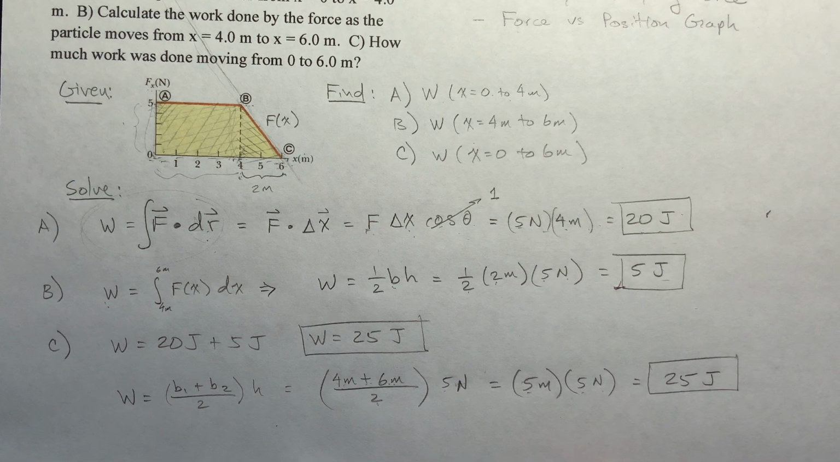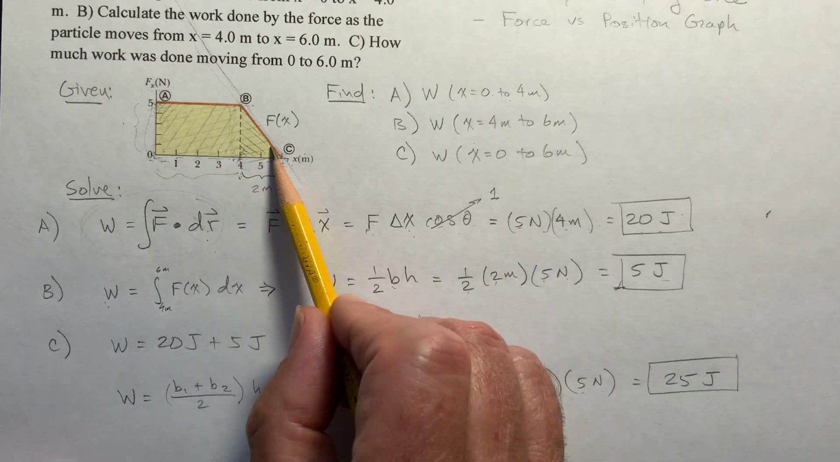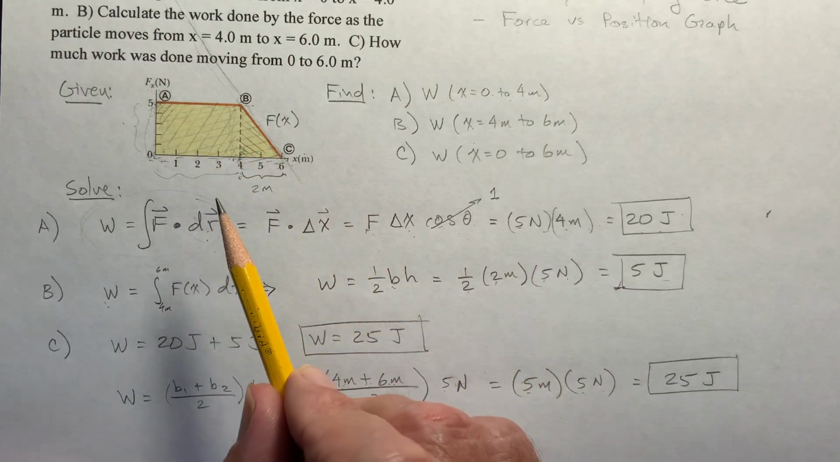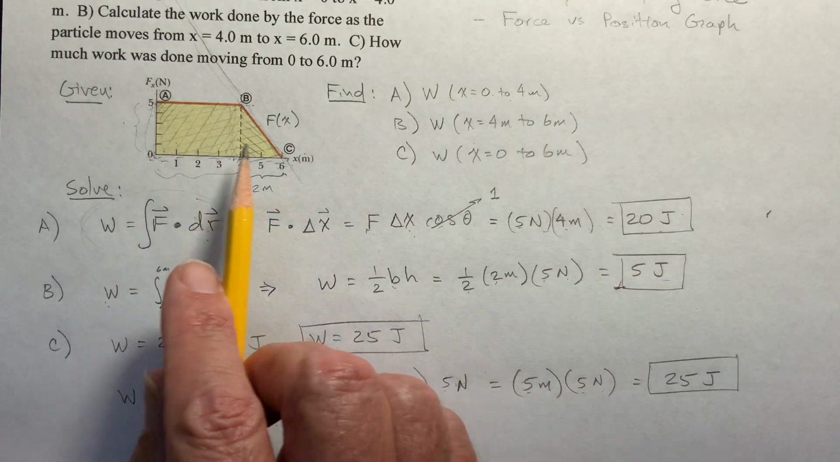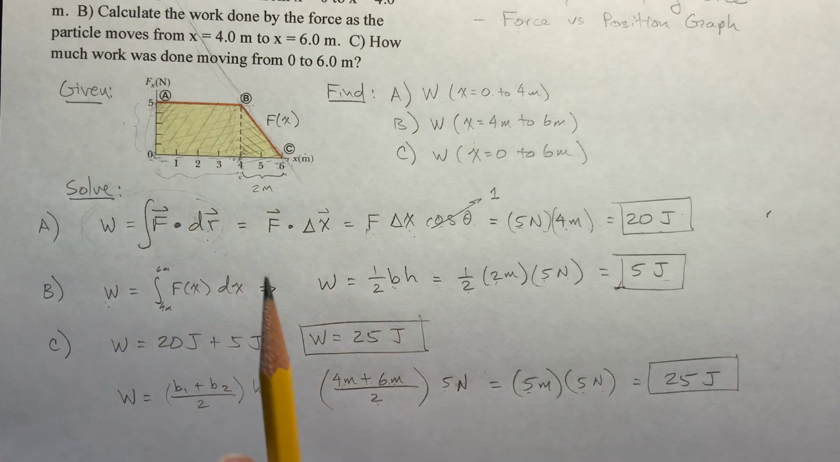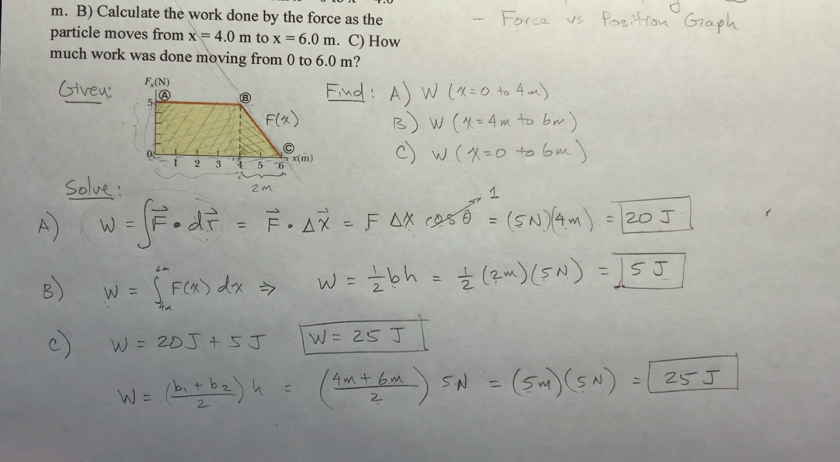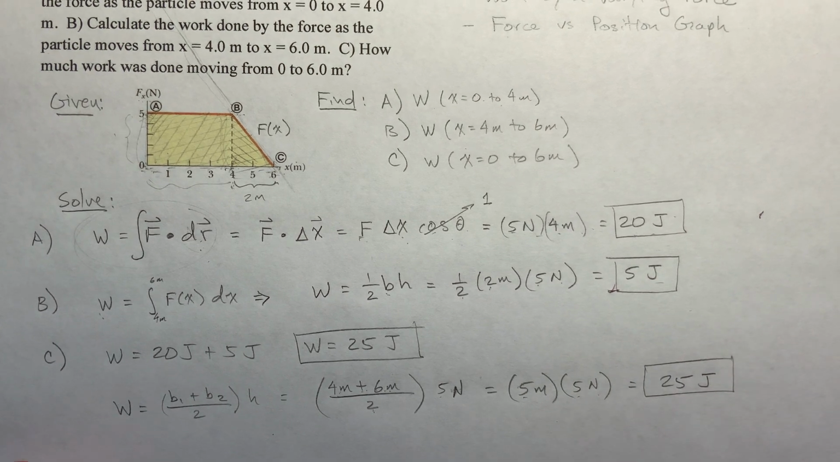So that's the quick way to do it. That's the easy way to do it. And that's the way I suspect your professor or your teacher will expect you to do it, just by looking at shapes that are this simple, triangles, rectangles, or trapezoids. You can just calculate the area and get the work that way. And that's how I would do it. And there you go.